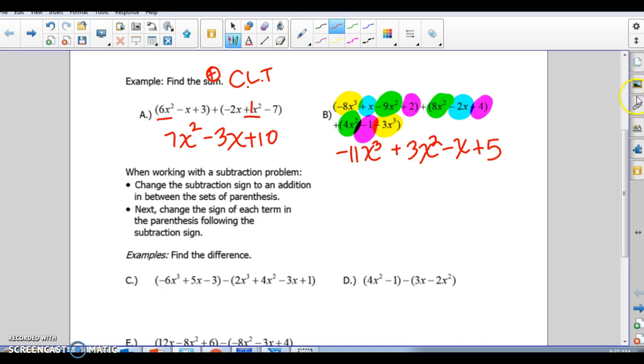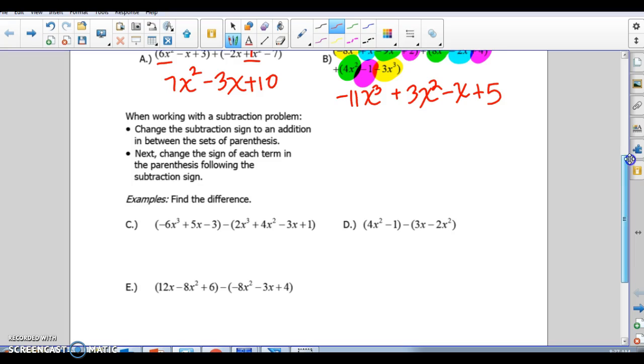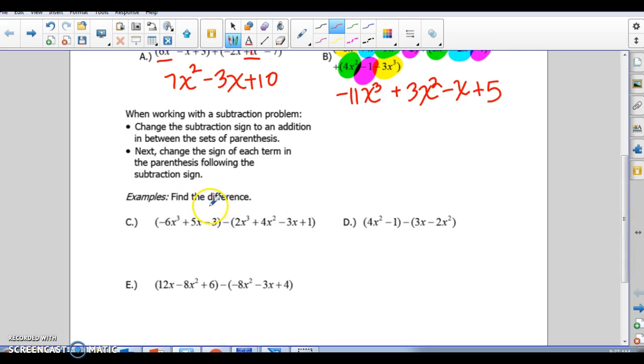Now, let's move on to the next set. Now this time they're asking to find the difference. Difference is a subtraction. And there's a rule for finding the difference. So what do we need to do first? We can't really combine like terms when we have a subtraction sign. So what we need to do is change the subtraction sign into addition between the set of parentheses. So I'm going to change this into plus. And then change the sign of each term in the parentheses following the subtraction sign. So I'm going to change the sign of everything.